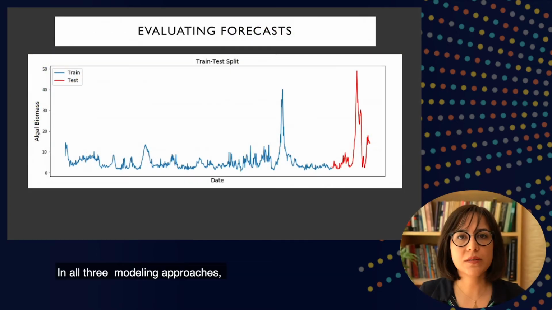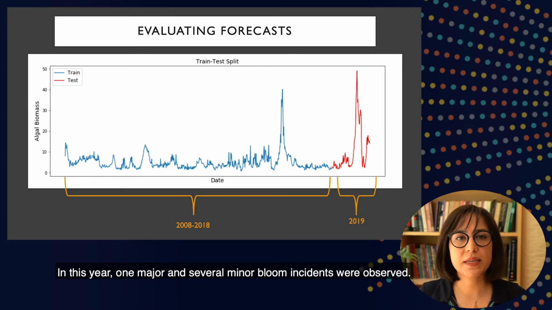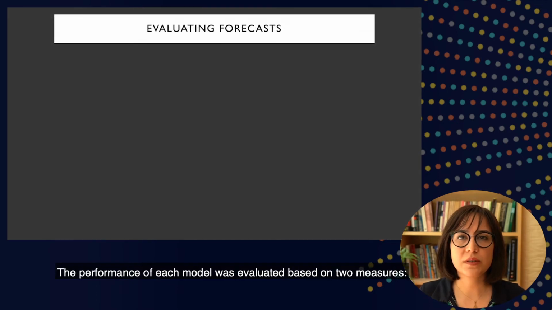In all 3 modeling approaches, we trained the models on the historic data from 2008 to 2018 and tested them against the last year, 2019. In this year, one major and several minor bloom incidents were observed. The performance of each model was evaluated based on two measures.